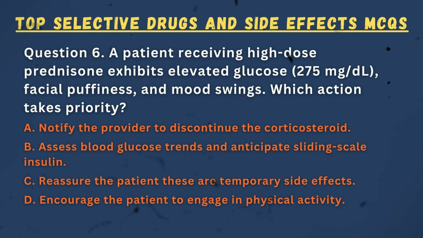Question 6. A patient receiving high-dose prednisone exhibits elevated glucose, 275 milligrams per deciliter, facial puffiness, and mood swings. Which action takes priority?